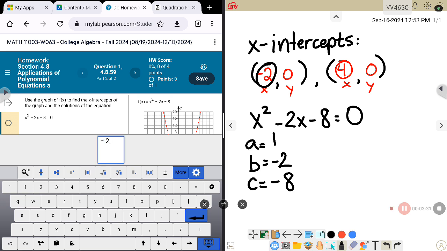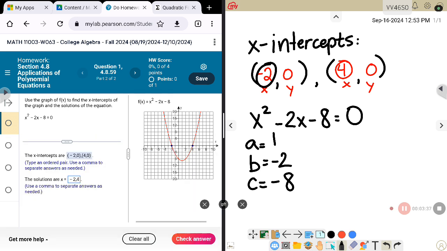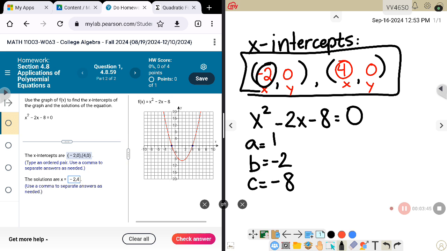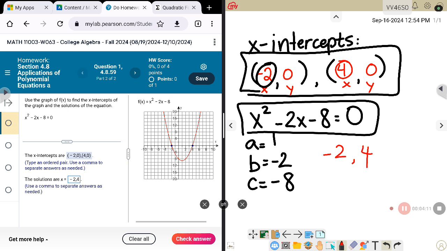So -2 and 4. You'll notice that I did not put these in parentheses. When you are talking about x-intercepts, you are talking about points. That's why that has to be entered as an ordered pair. We are talking about those two blue points on the graph. When you're typing in the solutions, we are not talking about a point at -2, 4. We are simply saying that the solutions of this equation ended up being -2 and +4.